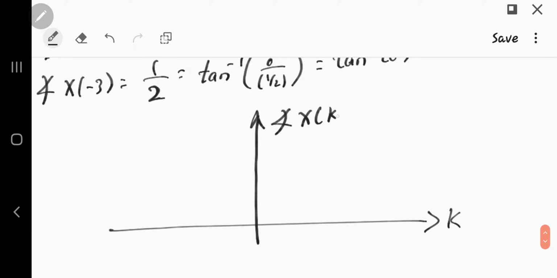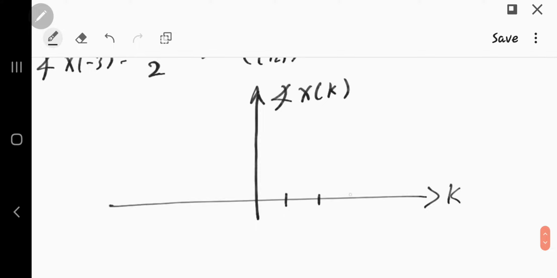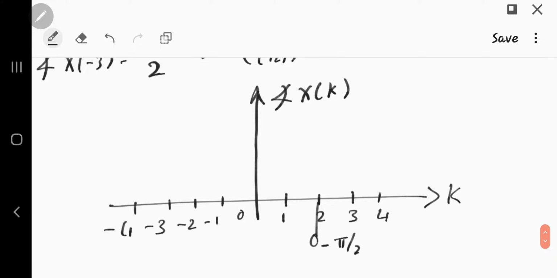So this is the phase spectrum. So 1, 2, 3 and 4, minus 1, minus 2, minus 3, minus 4. At X of 2, we have the value minus pi by 2, and at X of minus 2, we have plus pi by 2, and here we have 0, and here we have 0. So this is the phase spectrum for the signal. Okay. So moving on to the next step.